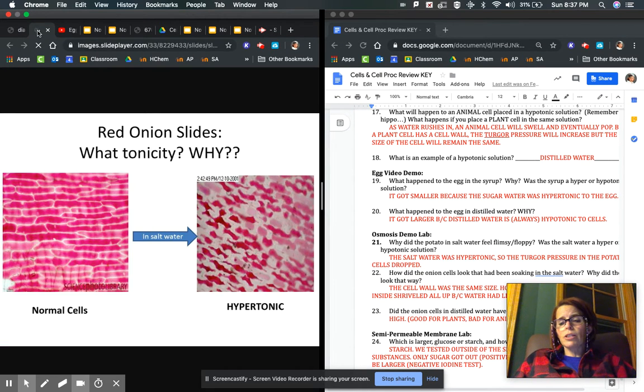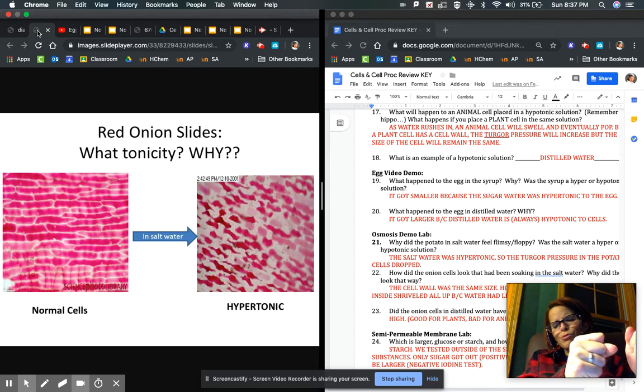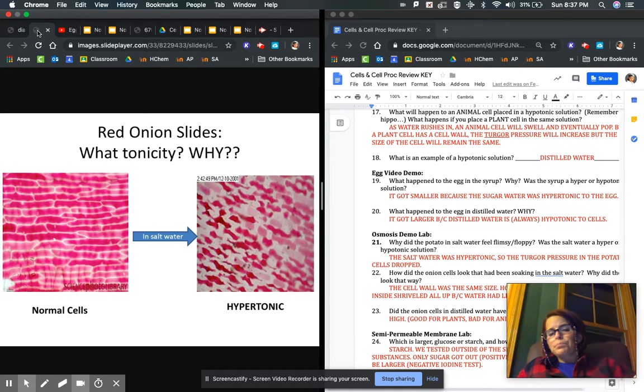In class, we looked at potatoes that were soaking in salt water and in distilled water. The potato that was in distilled water was super rigid. It was really hard for you to bend, and that's because there was so much turgor pressure. The water was inside those cells, and they were rigid with the cell walls because potato is a plant. So they felt really firm.